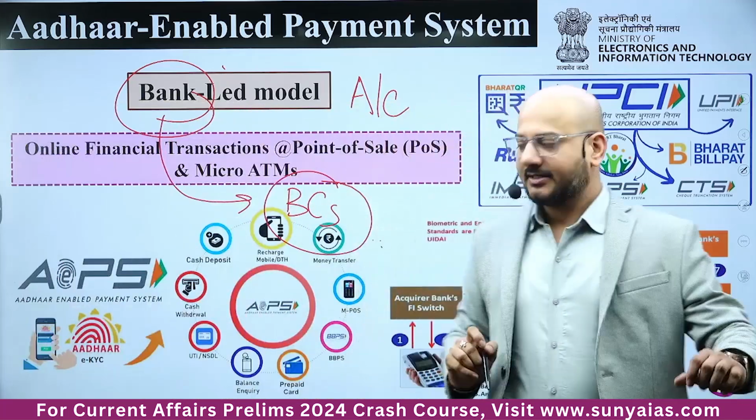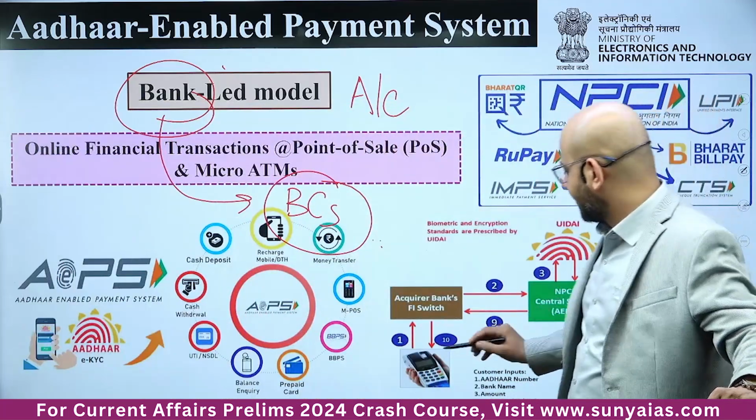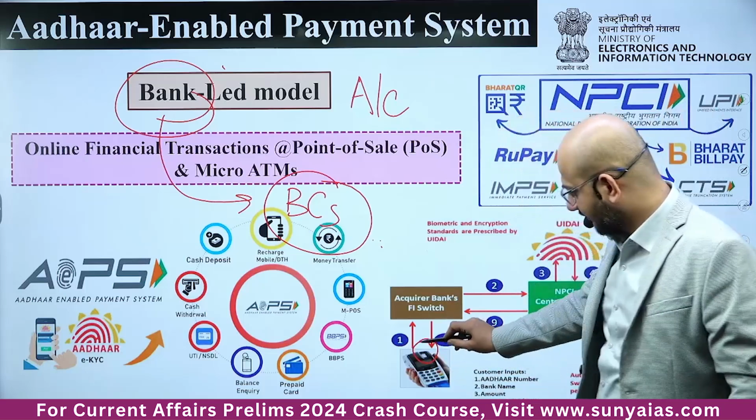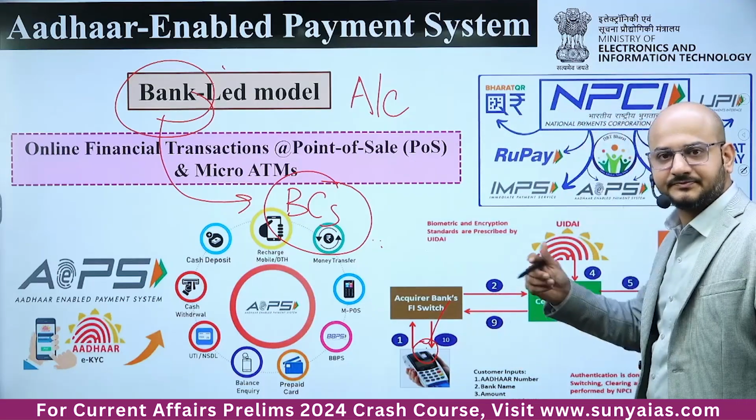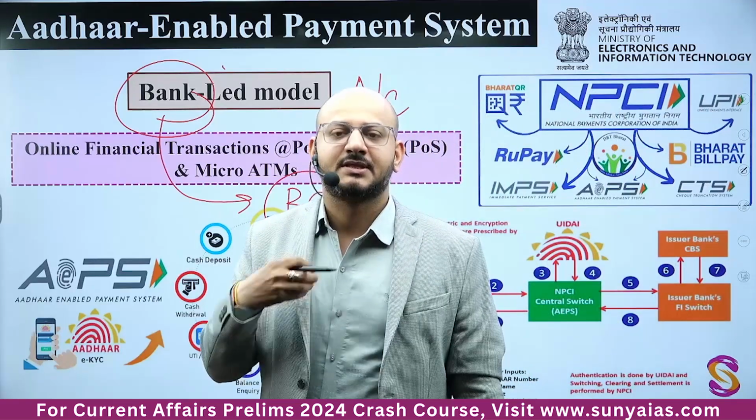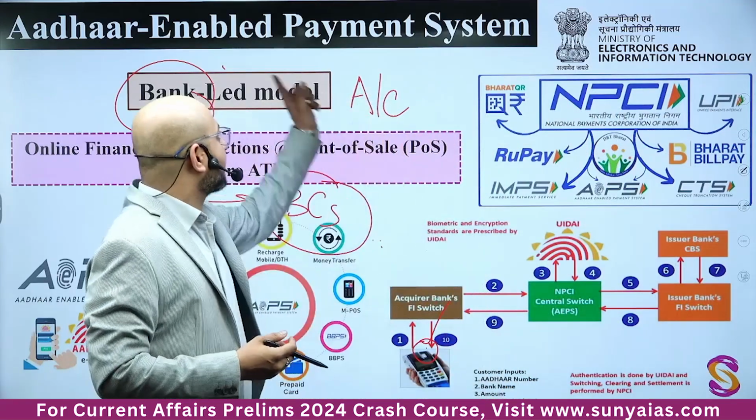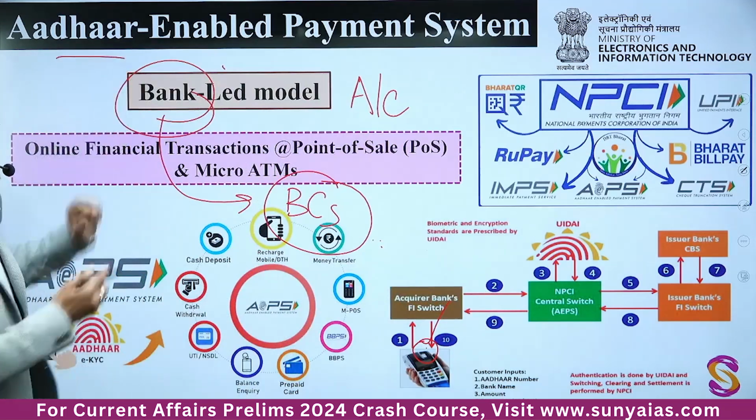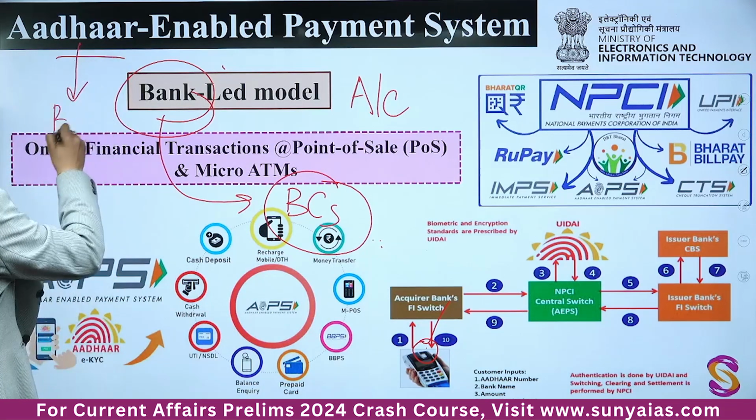Here what happens is that there is a point of sale. Here the thumb impressions can be used, different kinds of thumb impressions. The biometrics that you have given during Aadhaar, the Aadhaar biometrics will be used.